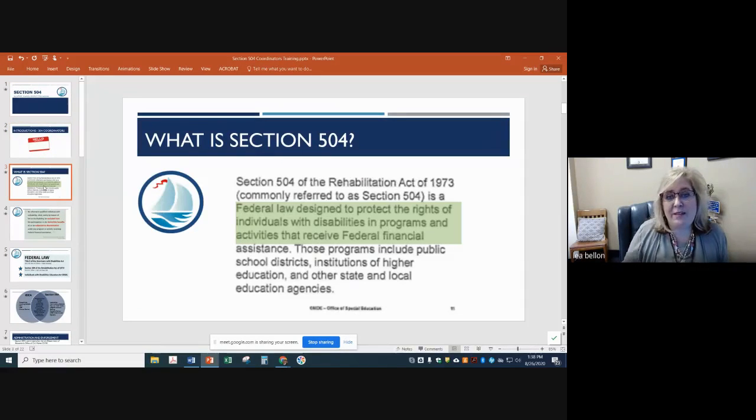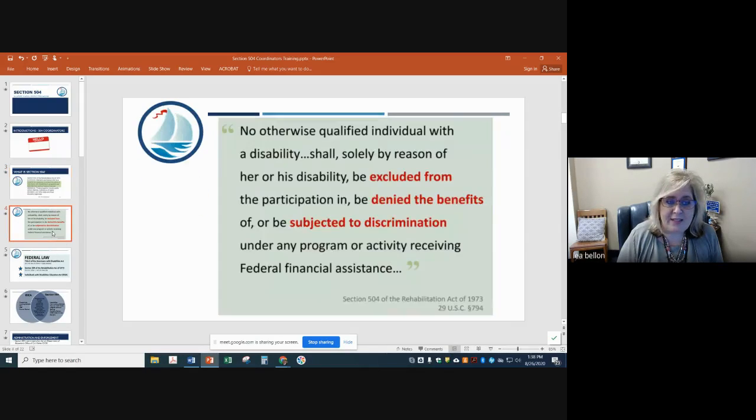So I'm going to begin with defining what 504 is. It falls under federal law, and it is designed to protect the rights of individuals with disabilities in programs and activities that receive federal financial assistance. So as we go forward today, we're going to talk a little bit about the difference between 504 and IDEA as well.